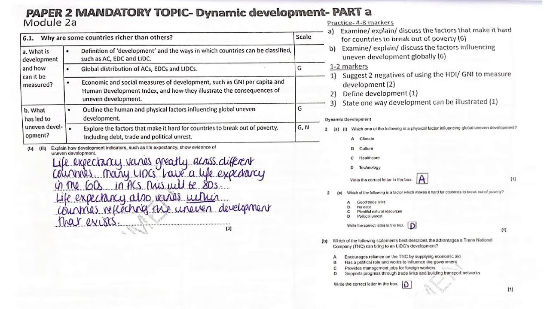So some more questions for dynamic development. Explain how development indicators such as life expectancy show evidence of uneven development. So talking about life expectancy varying greatly across different countries. LIDCs tend to have in the 60s, ACs in the 80s, but also that point that life expectancy also varies within countries, reflecting uneven development.